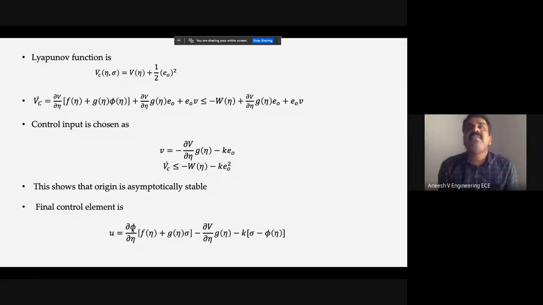Now, maybe a few people have a doubt: why do we need to do this much mathematical calculation, and why can we not do a linearization technique and use a PID controller?